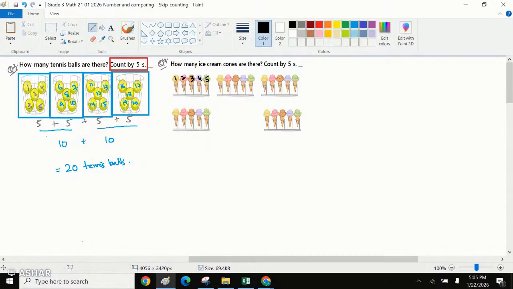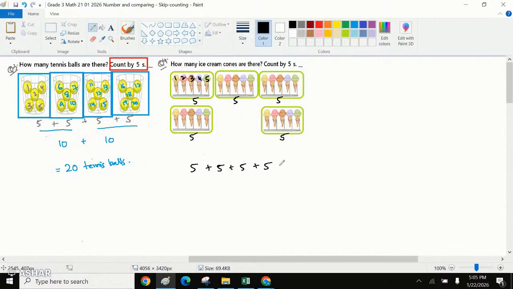And how many stands are there? One ice cream stand, 2, 3, 4, and 5, right? That means if there were 5 here, 5 over here, 5 over here, 5 and 5, right? So that means we need to add 5 times.